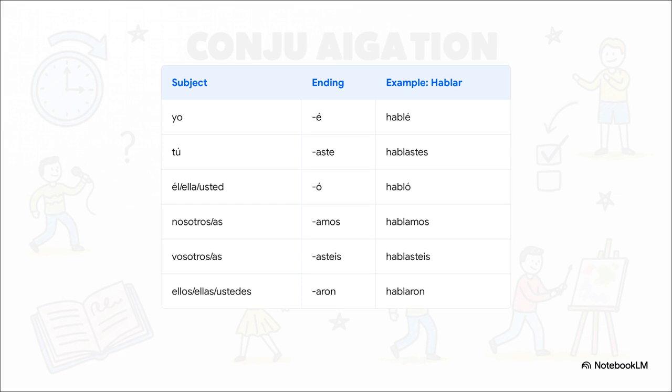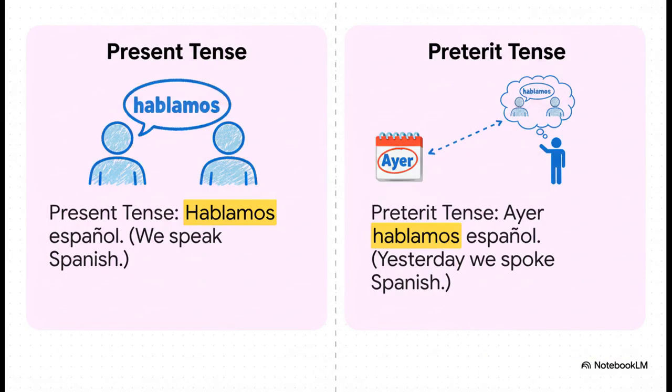Okay, now listen up, because this is important. Look really closely at the yo and the él, ella, usted forms. See those little accent marks on hablé and habló? Those are not just suggestions. They're not optional. They totally change how you say the word and what it means. They are absolutely crucial.